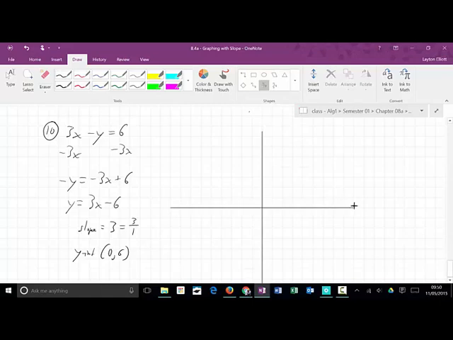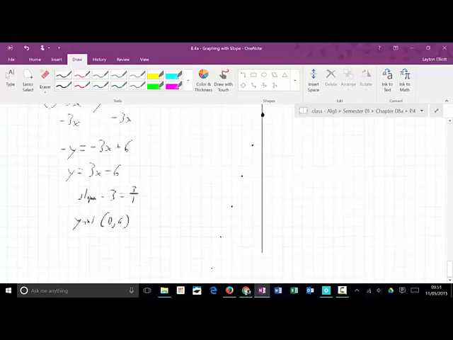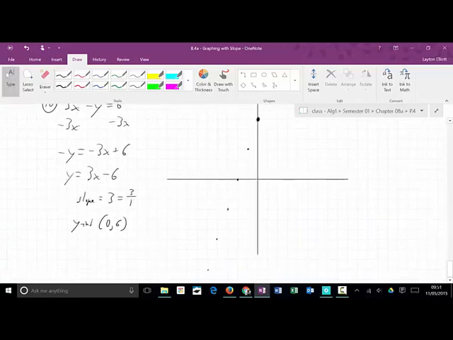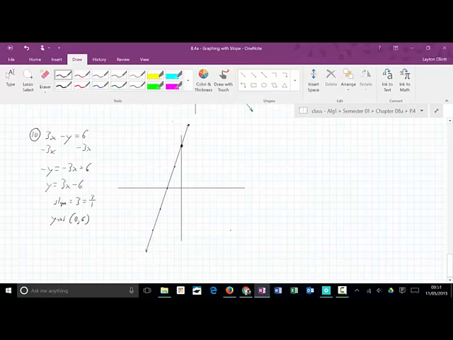So I'm going to plot 0, negative 6. Then I'm going to go up 3, right 1, or down 3, left 1 as many times as I can. Down 3, left 1, down 3, left 1. And then once I hit some very edges, I'll put the line down. I'm going to need to zoom out to do that. Okay, so that's what you're going to have a lot of practice doing.